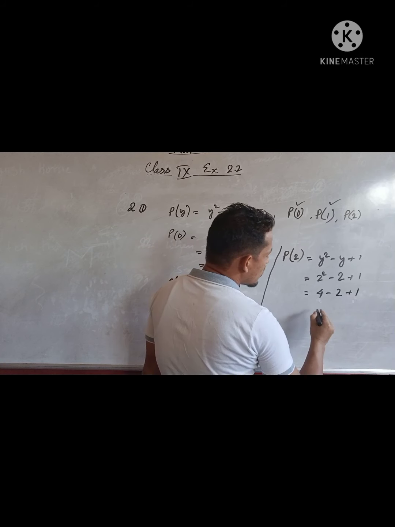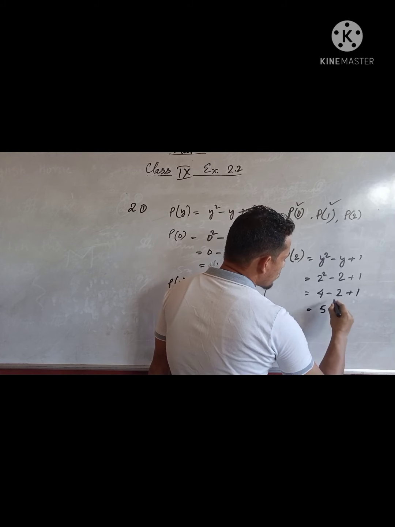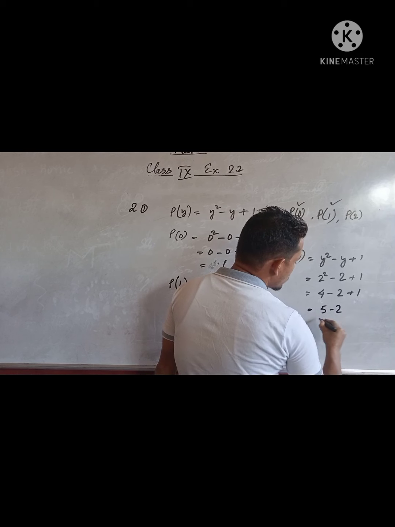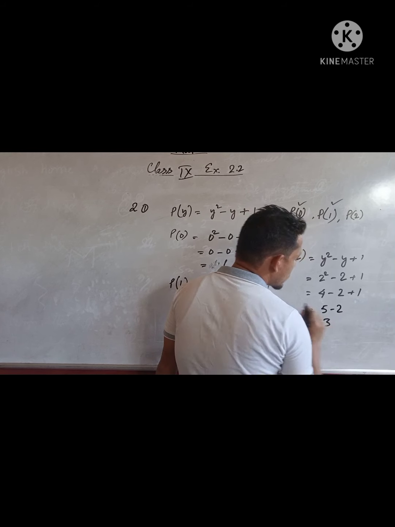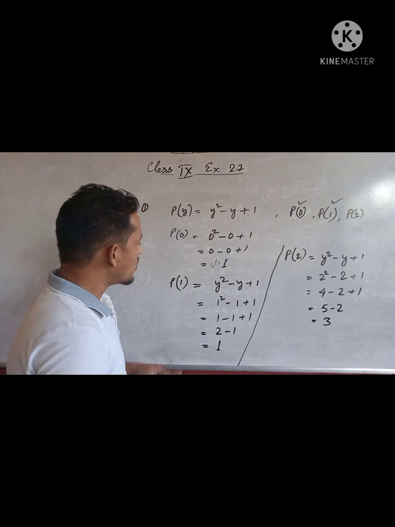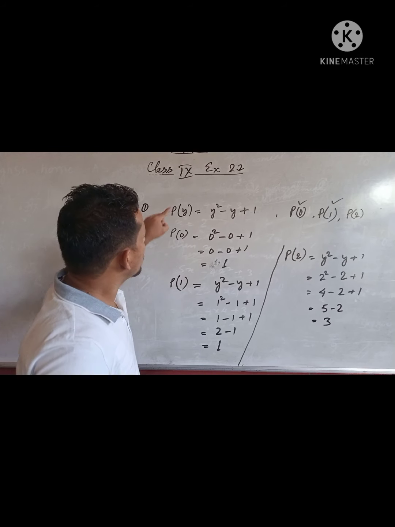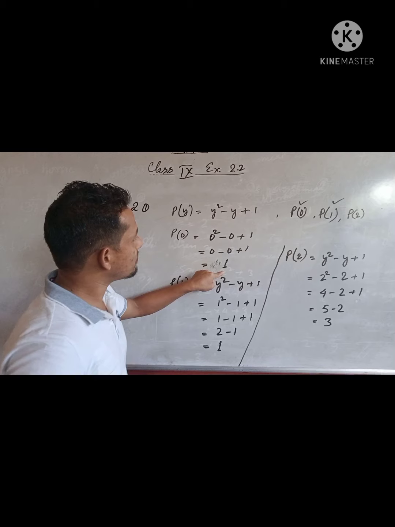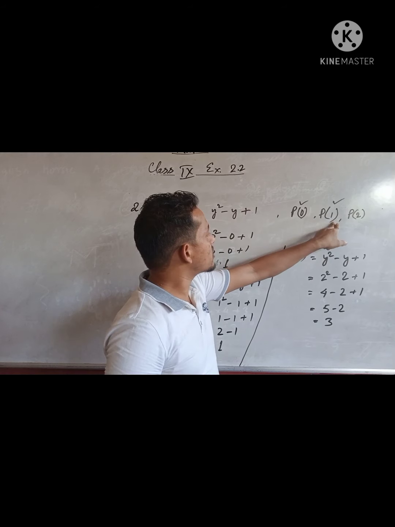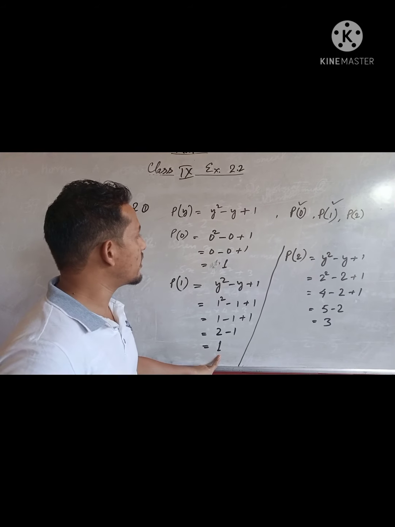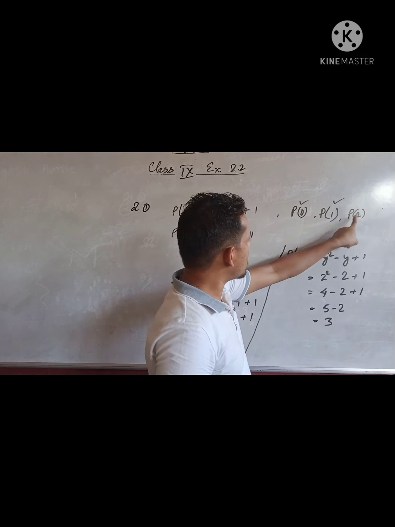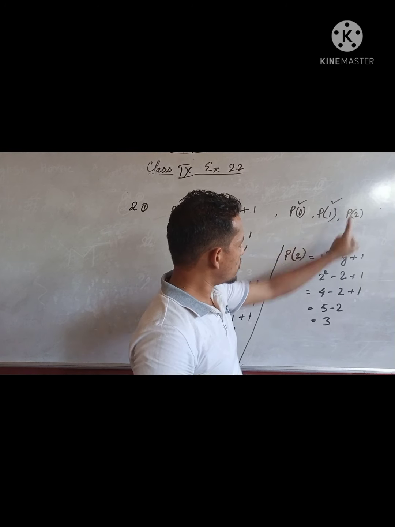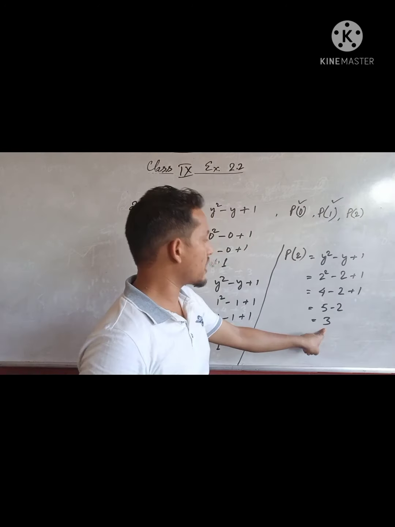4 plus 1 it will be 5, minus 2 equals 3. So these are the 3 steps of your question. When the polynomial is 0, your answer will be 1. When the polynomial is 1, your answer will be 1. When the polynomial is given 2, your answer will be 3.